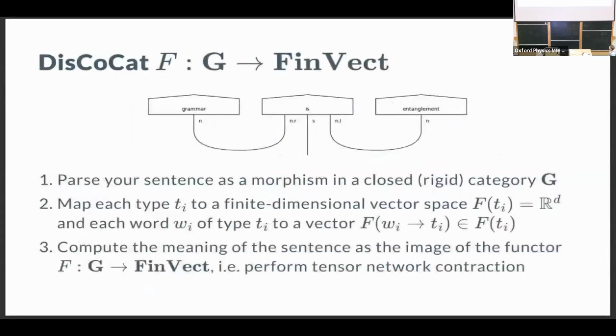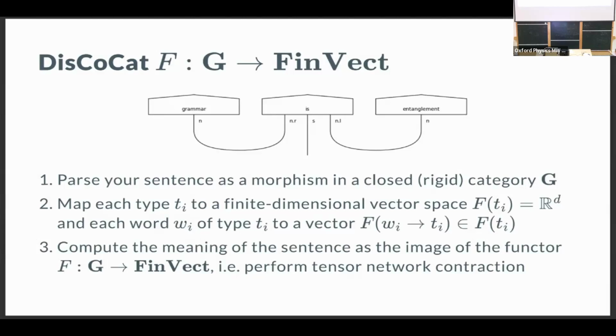So what is DisCoCat? Maybe you've seen this picture before. We've got a noun on the left for the subject, and it's going to be represented as a vector of dimension n. We've got a noun on the right, and in the middle, we've got this tensor, is, which has 2 inputs and 1 output. And so this is a tensor of order 3.